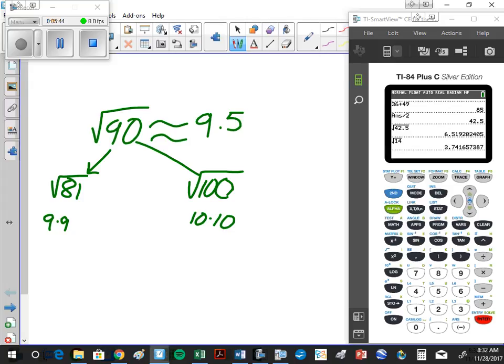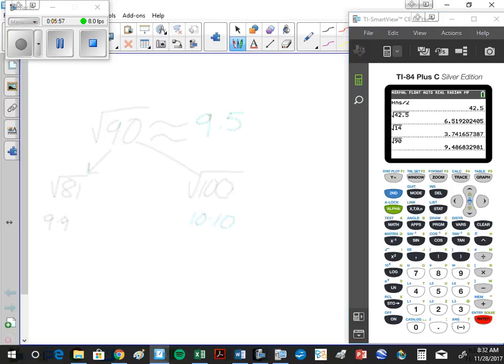If I take the square root of 90, ooh, 9.48, which is 9.5. Okay? So we'll let you do one more.